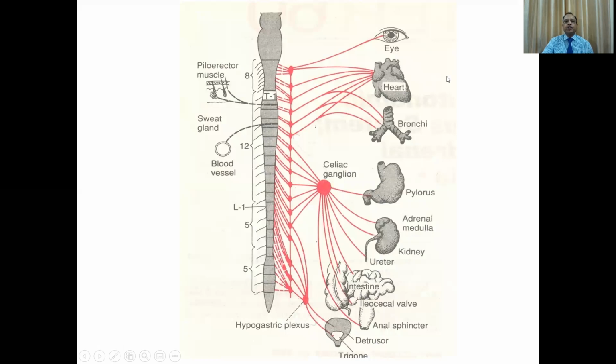So this is a picture showing the origin of the thoracolumbar division of the autonomic nervous system, that is the sympathetic. From the first thoracic segment down to L2, the preganglionic neurons come out from the spinal cord and go to various ganglia, whether paravertebral or the prevertebral unpaired ganglia, and then from there the postganglionic fibers reach the effector cells: eye, heart, bronchi, and all these.